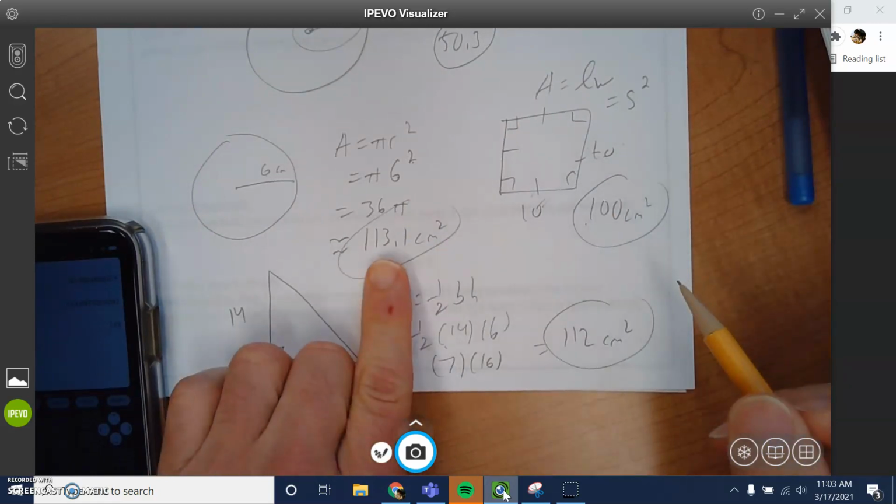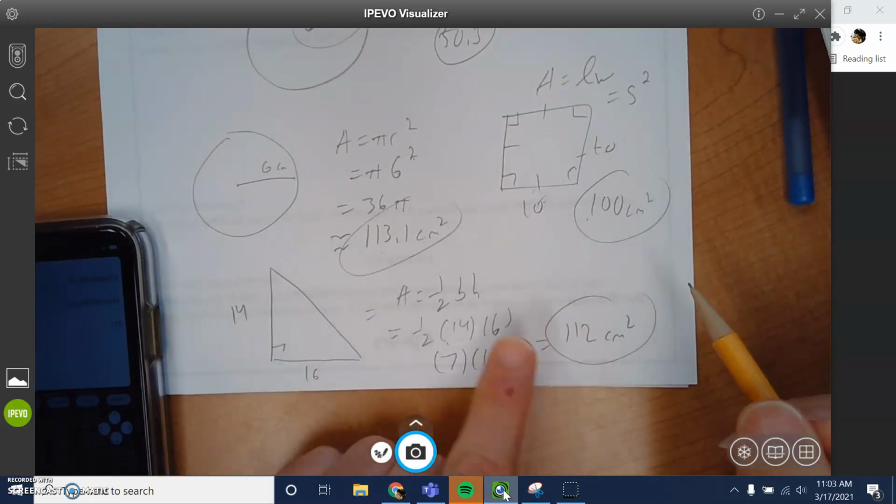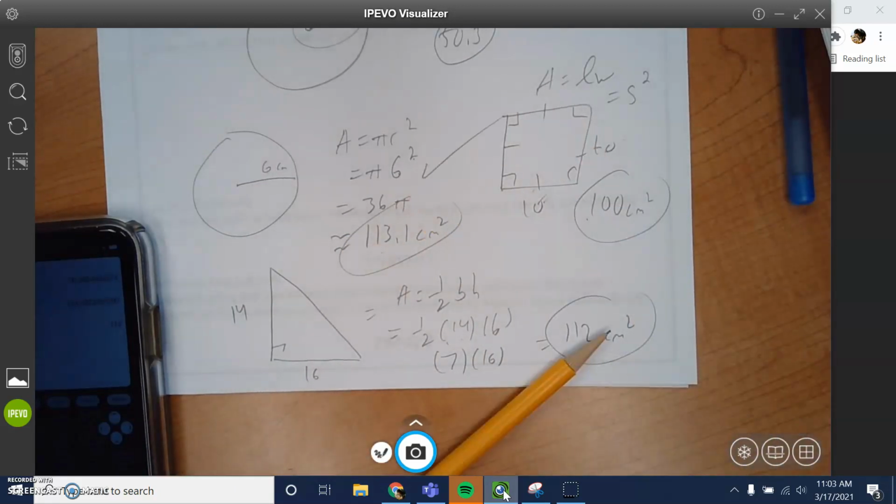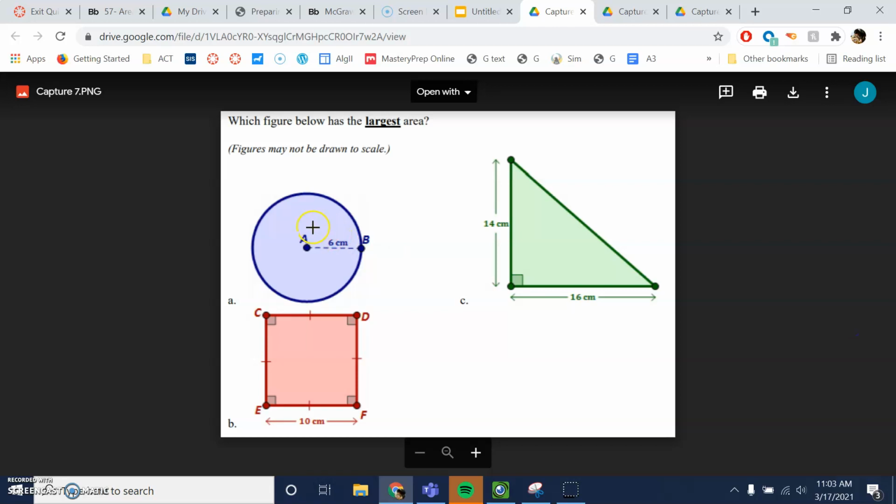Okay, so we have 113.1, 100, 112. Looks like, ooh, by very little, the circle wins. There you go. So A is the answer. Good job, everybody.